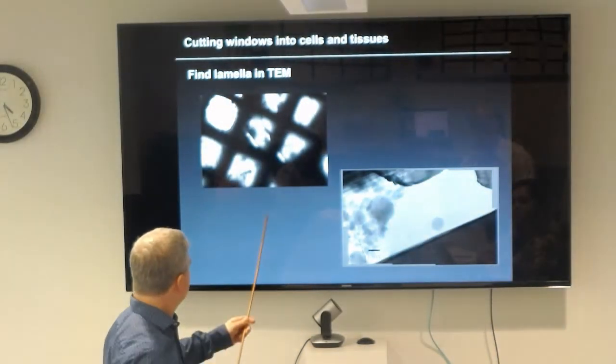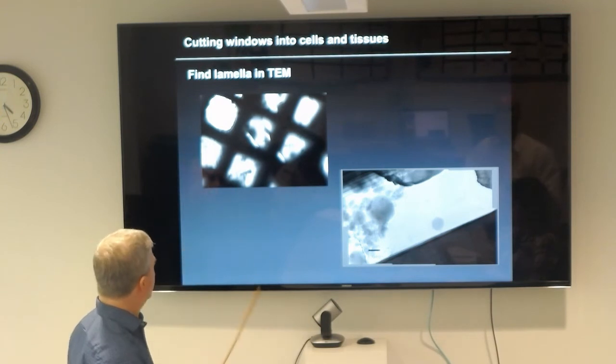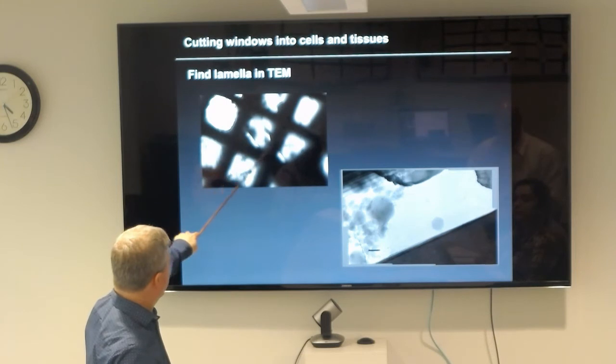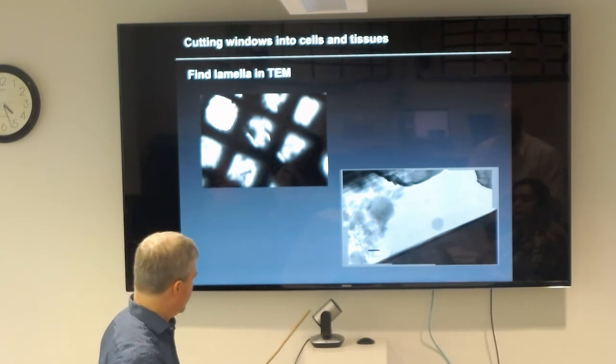And these are images we took here a few years ago. Once you cut the lamella, they're pretty easy to find. So this is taken from a grid atlas, and these are the thin lamella that were generated.